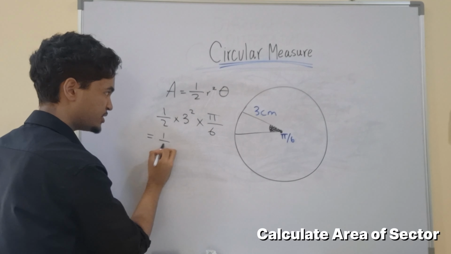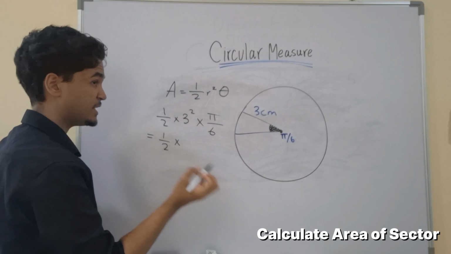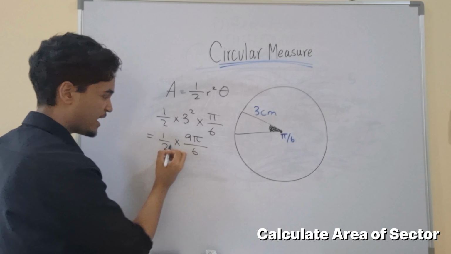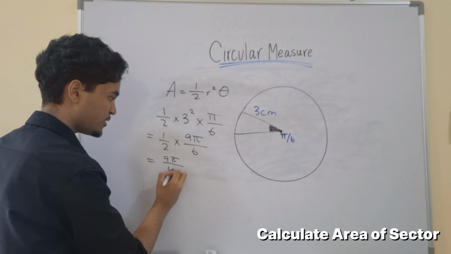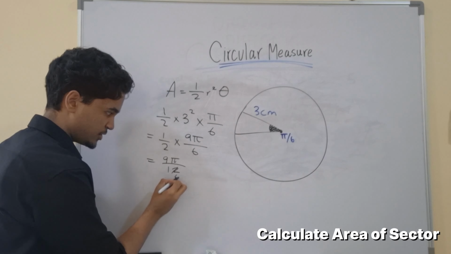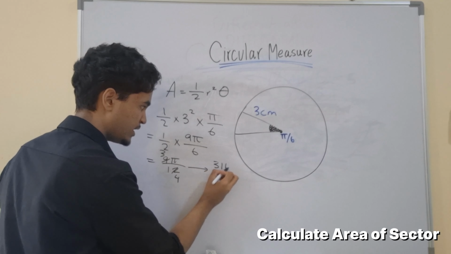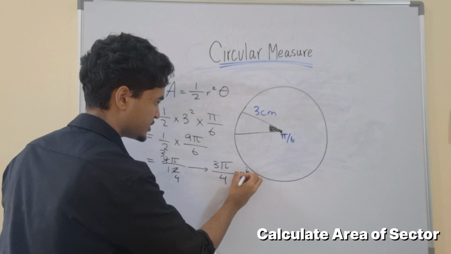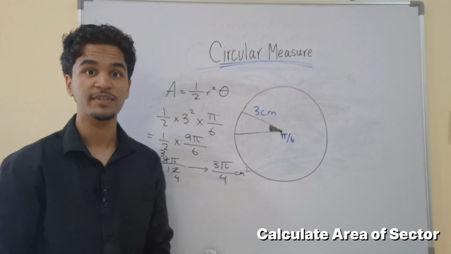So now what is that equal to? That's equal to 1 over 2 times 3 squared, which is 9. 9 times pi over 6 is going to be 9 pi over 6. So 9 pi over 6 times half is equal to 9 pi over 12. After further simplifying this, which would be 3 4s are 12 and 3 3s are 9, the answer that we get is 3 pi over 4 centimeters squared. 3 pi over 4 centimeters squared is the area of this sector.